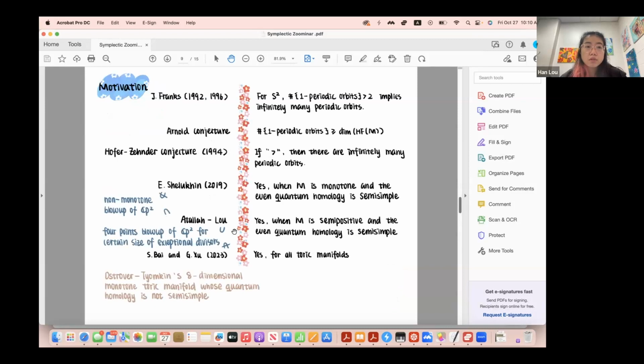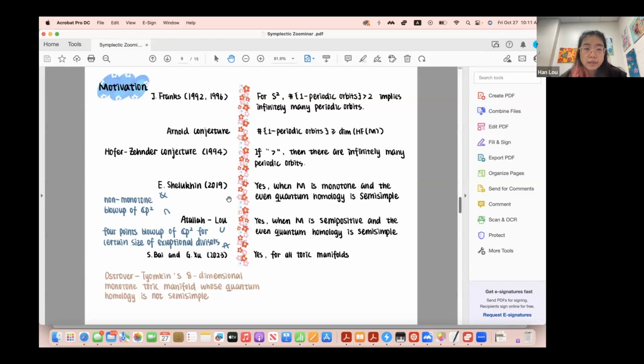Now I'll talk about some motivation of our work. First, Franks in 1992 and 1996 showed that for S^2, if the number of the one-periodic orbits is greater than 2, then there are infinitely many periodic orbits. Then the Arnold conjecture states that the number of the one-periodic orbits is greater than or equal to the dimension of the Floer homology. Then in 1994, the Hofer-Zehnder conjecture says that if the Arnold conjecture is a strict inequality, then there are infinitely many periodic orbits.